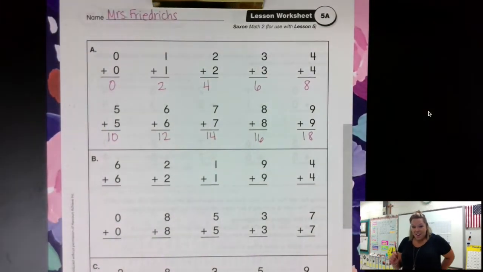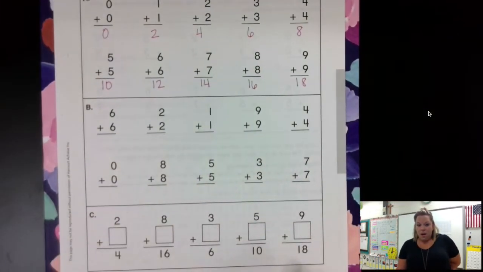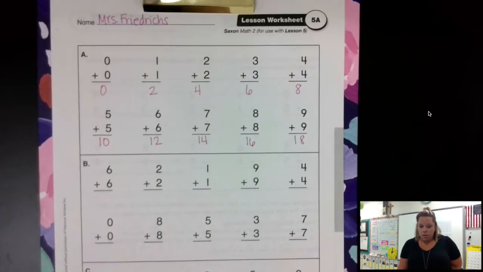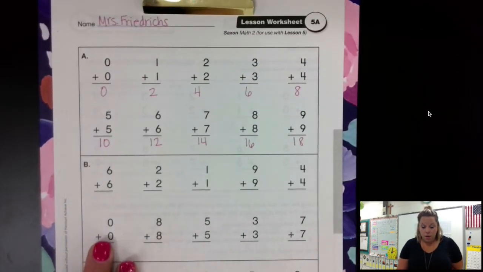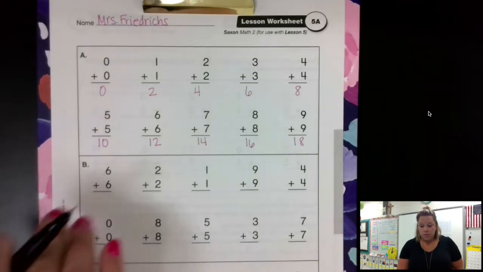Okay, now you are going to go ahead on your own right now, and you are going to complete part B. Go ahead and do that right now. Start with 6 plus 6.